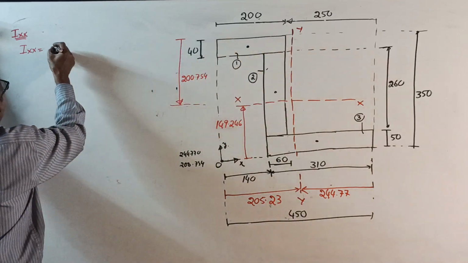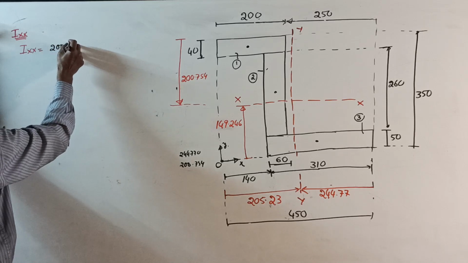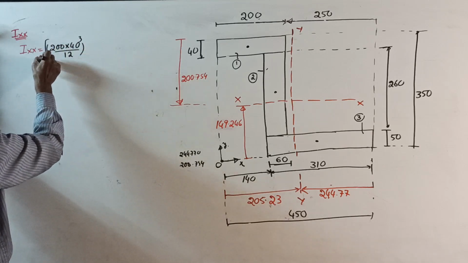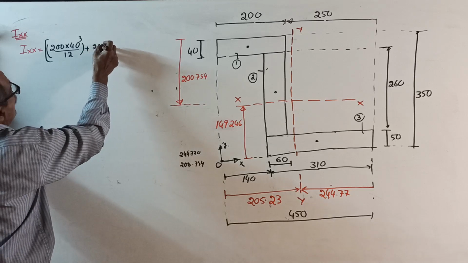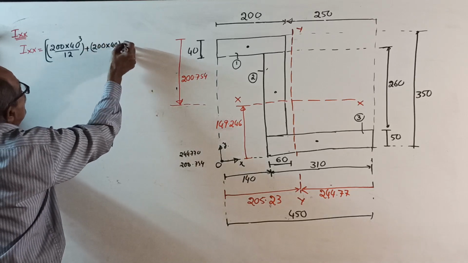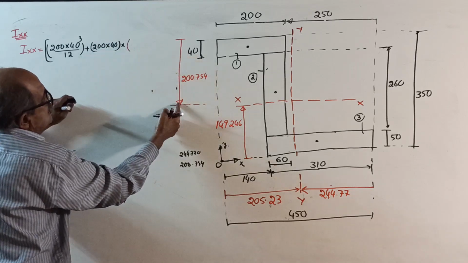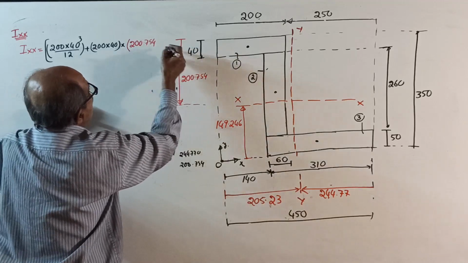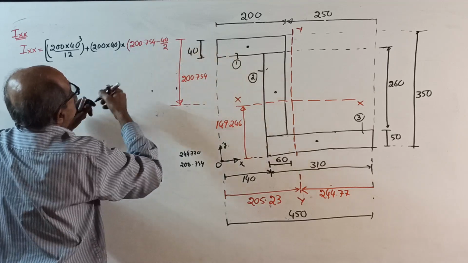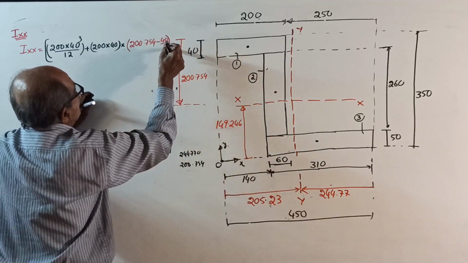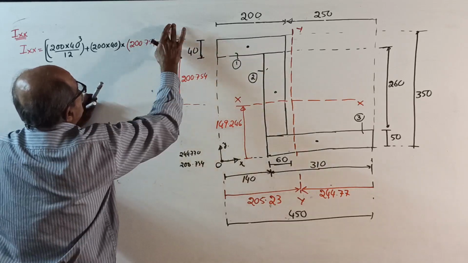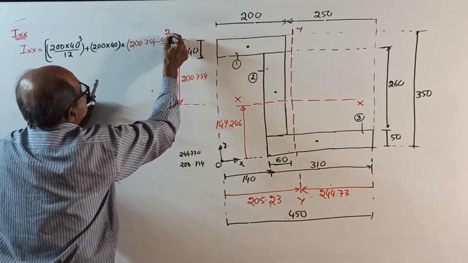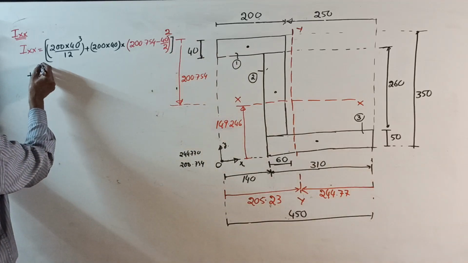IXX equals 200 into 40 cube by 12, which is IG, plus area, 200 into 40 is the area, into 200.754 minus 40 by 2, whole square. Whole square should be clear. First one over.